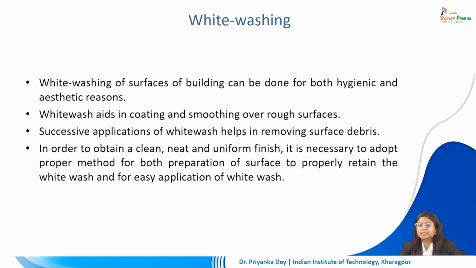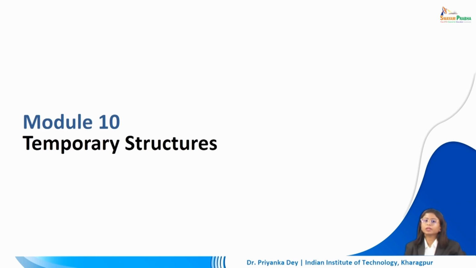Whitewashing of surfaces can also be done. Whitewashing is basically providing successive layers of the whitewash on the rough surface. Now, in order to obtain a cheap, clean, neat uniform finish, it is necessary to adopt a proper method of both preparation of the surface as well as finally finishing to give an easy application of the whitewash. Now, whitewash and distemper has some basic differences.